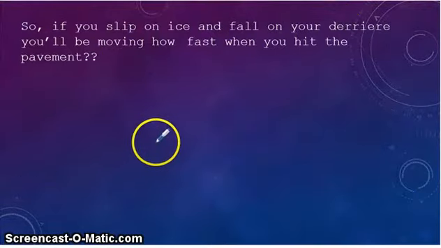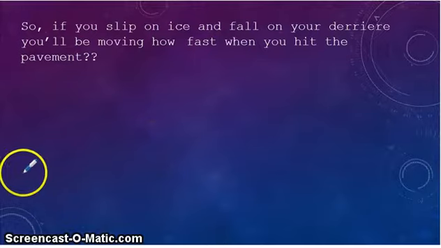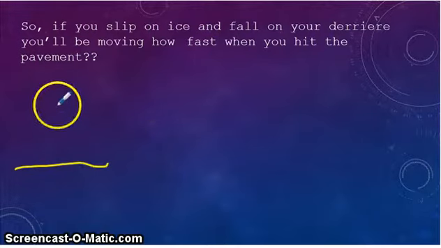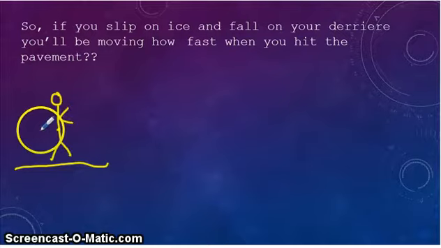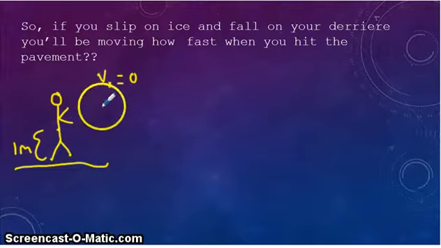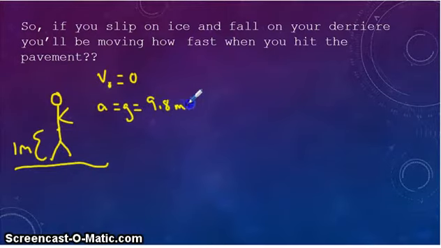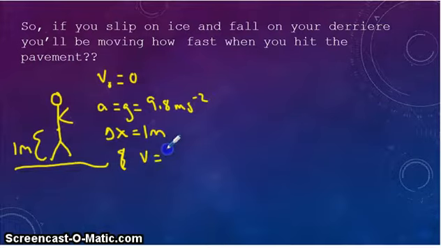So let's say we slip and fall, and we want to know how fast you're moving when you hit the pavement. So if we sketch a little picture of the situation, and we say that if we're going to fall on our derriere, and we're 1 meter above the ground, then we start off with a velocity of 0. We accelerate at a rate of g, which is 9.8 meters per second squared, and we move through a displacement of 1 meter. We want to know what is that final speed.